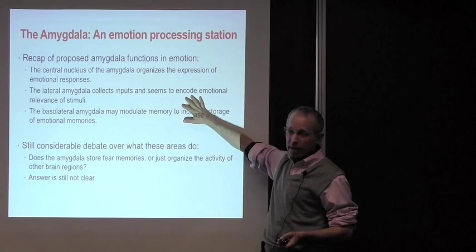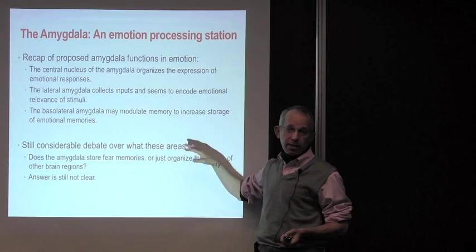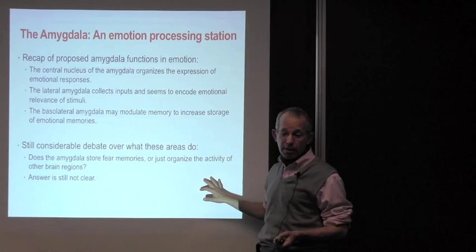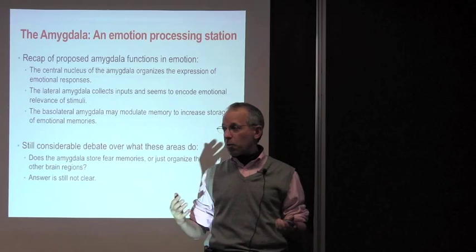So to recap, the central nucleus organizes the expression, the lateral amygdala collects inputs and encodes the emotional relevance, and the basolateral modulates memory storage to increase the details associated. But there's still debate: does the amygdala actually store these memories, or does it just organize the activity? It's similar to the debate about the hippocampus. Does the hippocampus store things permanently, or does it develop representations that are used by other brain regions?